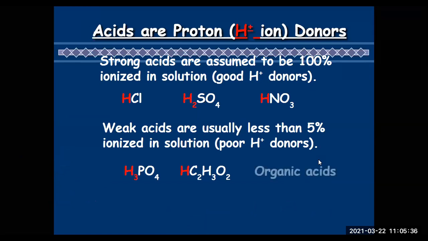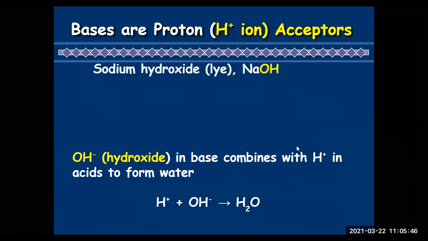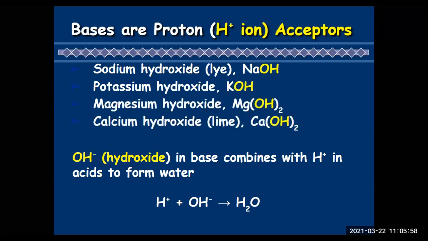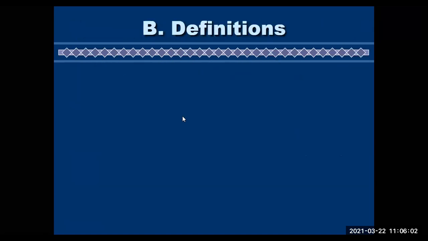All right. They are also the organic acids. They are all weak acids. They are poor hydrogen ion donors. All right. So sodium hydroxide is a strong base. These are hydrogen ion acceptors. So these are the strong bases in the lab. We have sodium hydroxide, potassium hydroxide, magnesium hydroxide, and calcium hydroxide.